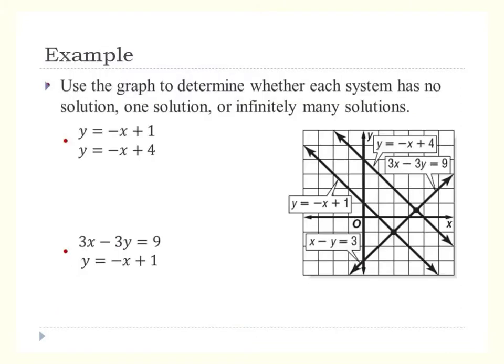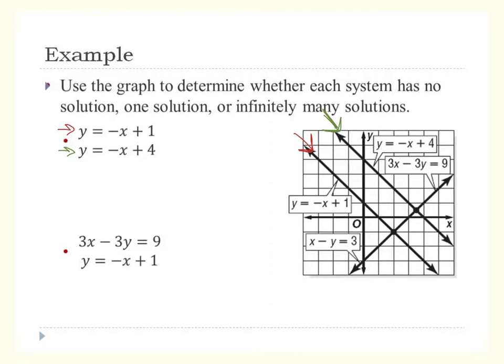So we're going to use the graph here, and these are already graphed for us, to determine whether each system has no solution, one solution, or infinitely many. Alright, so let's color code these. We're going to have red and green, and let's find these lines. y equals negative x plus 1, y equals negative x, so let's see here. Here's my red line, right there, and negative x plus 4. Here's my green line, and what do you know about those two lines?